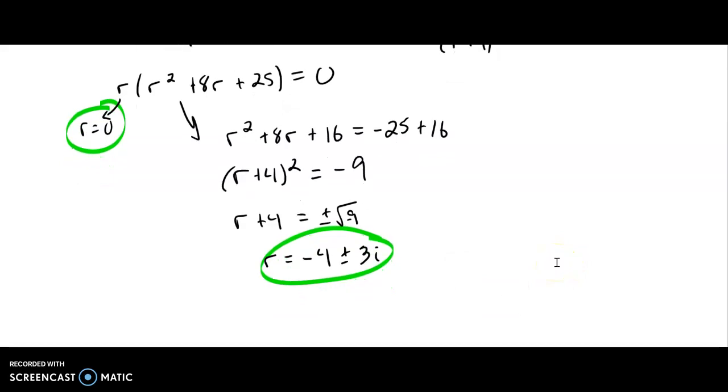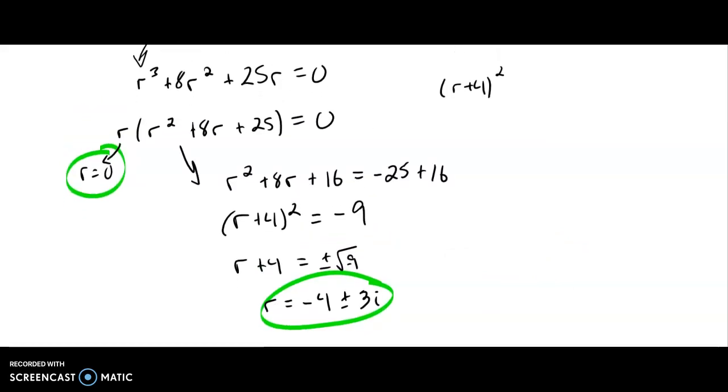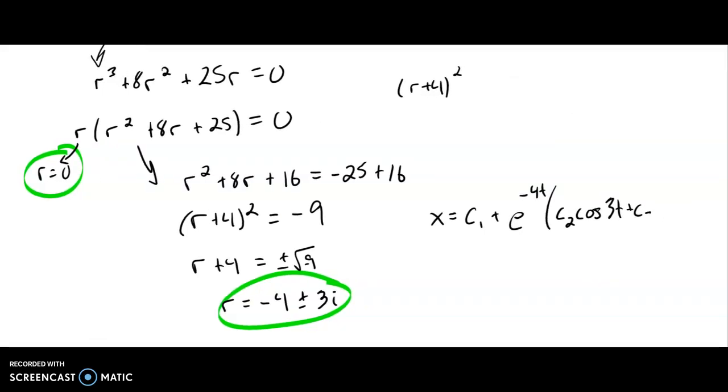So those are going to become the piece of my equation that I do my e to the with, okay? I'm going to go ahead and write it, and then I'll explain where they come from. X is C1 plus e to the negative 4t, open parentheses, C2 cosine of 3t, plus C3 sine of 3t.